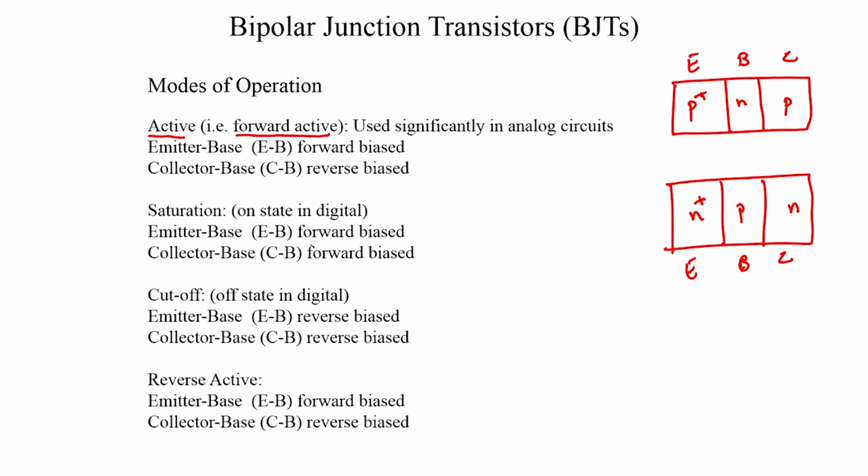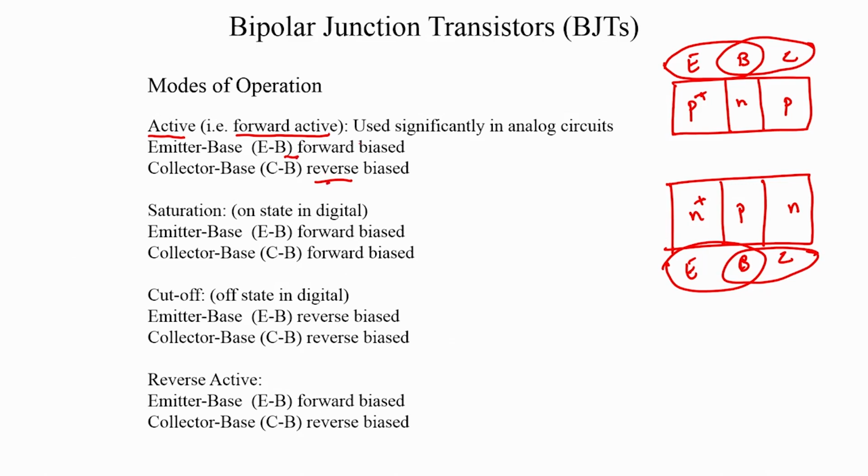And in this mode of operation, the emitter base junction is forward biased. So you want to forward bias this diode, and you want to reverse bias the collector base junction, and we will see intuitively why this is needed. So you want to forward bias the emitter base junction and reverse bias the collector base junction.